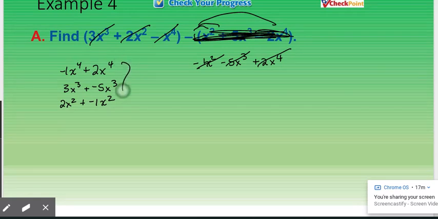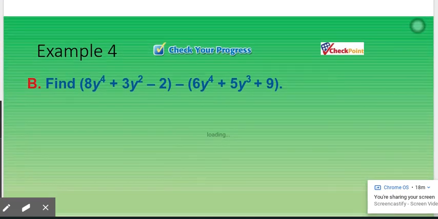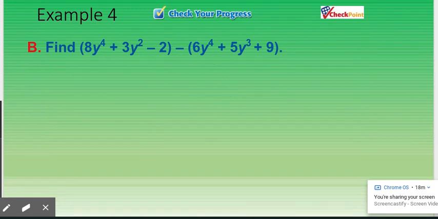So add these up. Negative 1x to the fourth plus 2x to the fourth is positive 1x to the fourth. 3x to the third plus negative 5x to the third is negative 2x to the third. And we got 2x squared plus negative 1x squared. That would be positive 1x squared. And there's my answer. It's a trinomial. Okay, go ahead and pause the video again. I want you to try this problem.